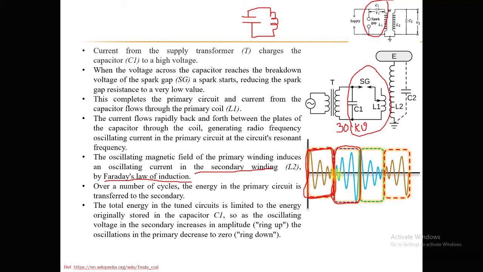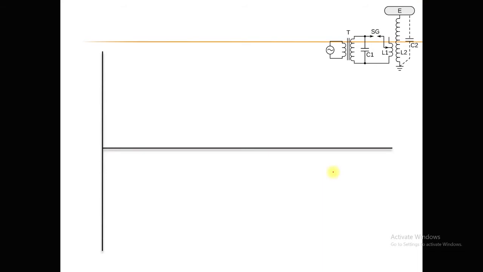Let me show you in a very precise manner. Let us consider this waveform characteristic. Initially the energy is captured in the primary circuit. Now, due to the coupling between the primary and secondary coils of the Tesla transformer, the energy is transferred from the primary winding to the secondary winding. This phase represents the transformation of energy from primary to secondary winding.